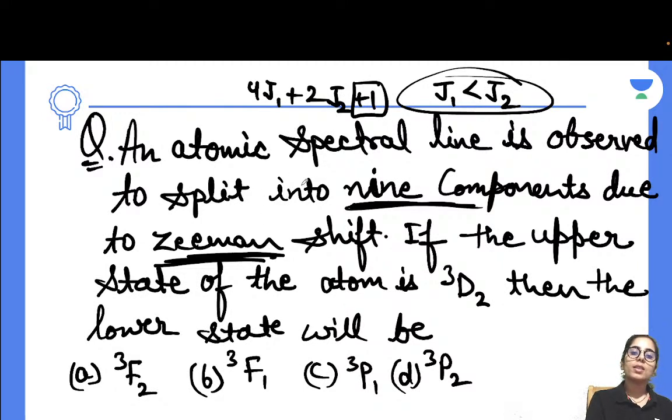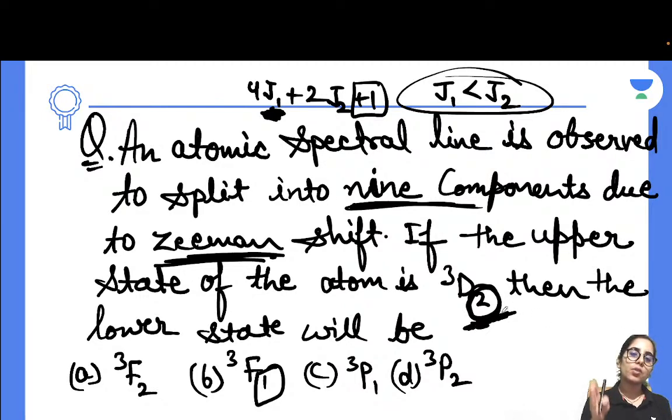Now in this case, for the J1 and J2 values, one value given in the question is 2 for J, and the other one I have to select from the options. So let's say I'm taking 1 and 2. 1 is smaller, so let's place it at J1. 4 times 1, that's 4, plus 2 times 2, because the other value I already have is 2, that's 4. 4 plus 4 is 8, plus 1, 9.